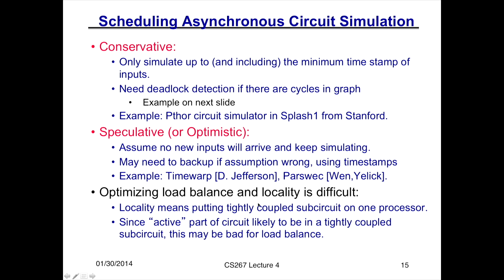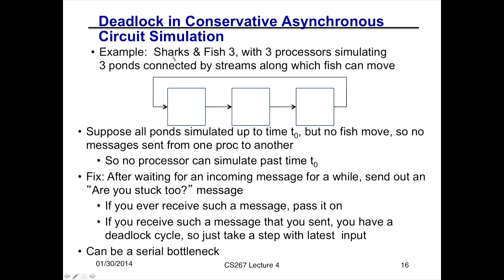That's just life. Okay, so let me give you an example of this deadlock detection, or why you can have a deadlock, and then what to do about it. How do you fix it? I'm going to have an incredibly simple simulation in which, let's say, fish can only swim around the way the arrows go. So I have these three very loosely connected ponds. And so I'm going to do a conservative simulation. Suppose I've gotten all the ponds simulated up to time t0, but no fish move. That means no messages are being sent, right? Because nobody's moved. And so nobody can simulate past time t0, because nothing has happened. So everybody just sits there. That's a deadlock. Everybody's waiting for somebody to move forward.